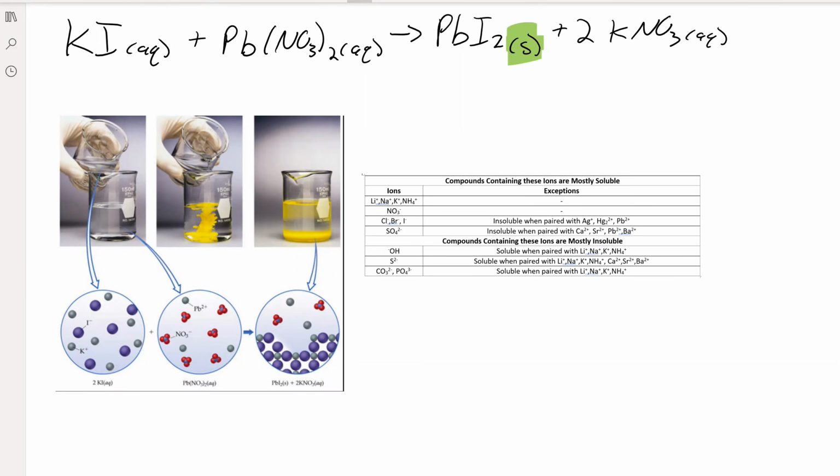Notice, how do we know that lead iodide is going to be a solid? We find I- right there, and it becomes insoluble when combined with lead. So let's take a look at another form of this question. So what happens when I mix potassium iodide and sodium chloride? Will we form any kind of solid?